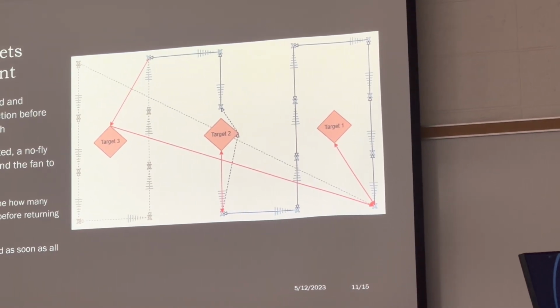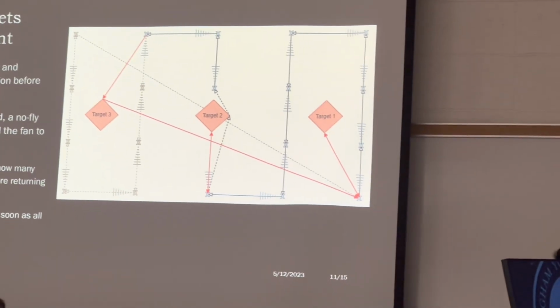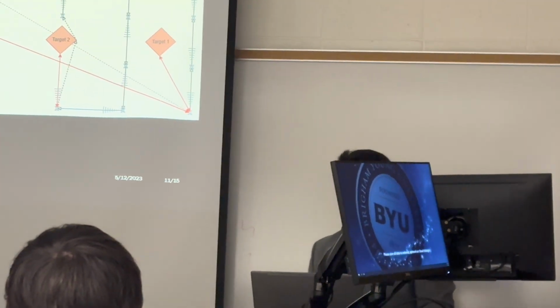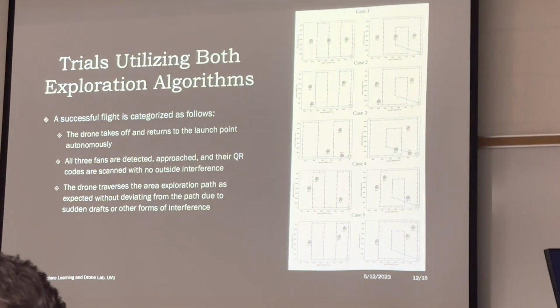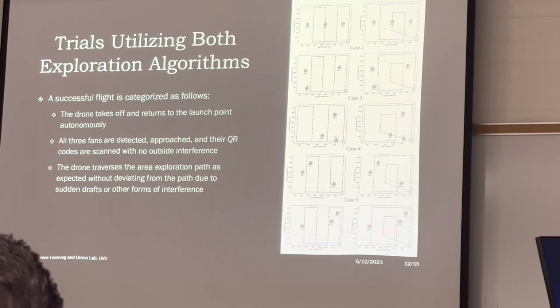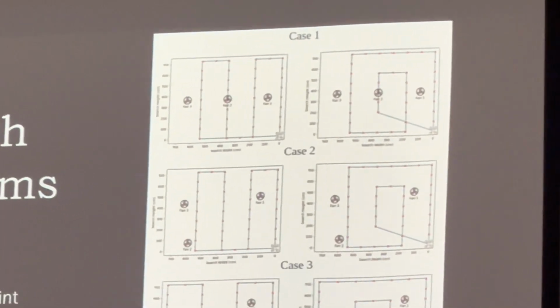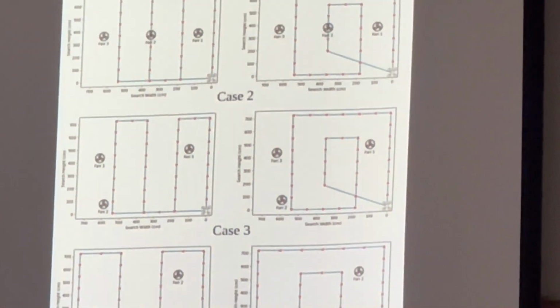So we wanted to make multiple test cases in which we have fans in the same positions for both the spiral pattern and the snake pattern that are demonstrated right here. We have 5 different cases here. On the right we have the spiral, and on the left we have the snake path. We purposely put some fans outside the exploration pattern to really put the drone to the test.